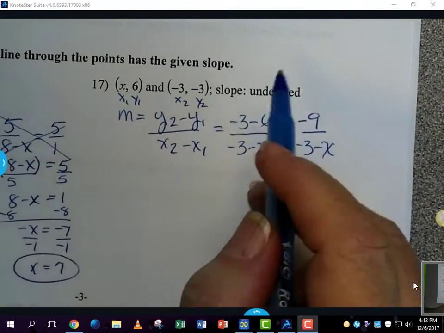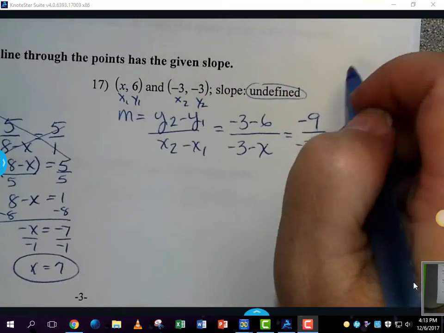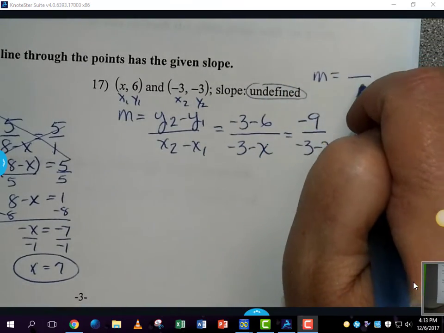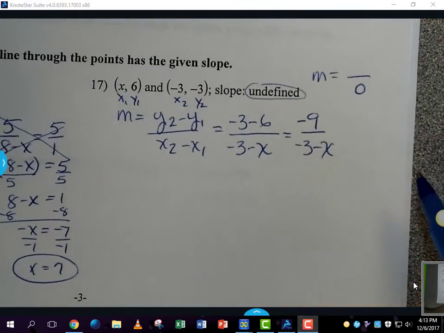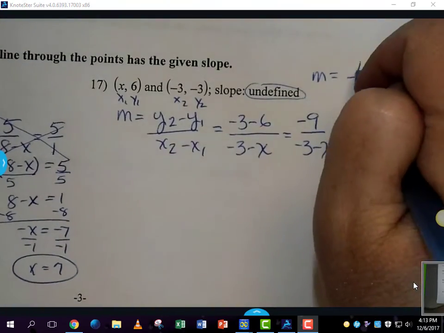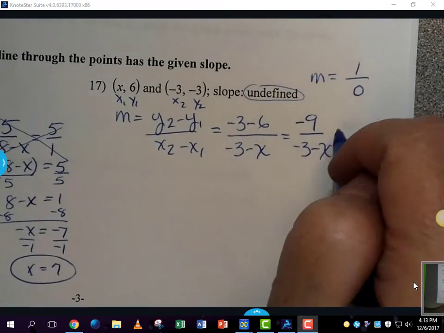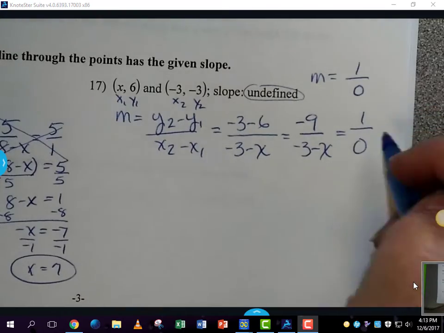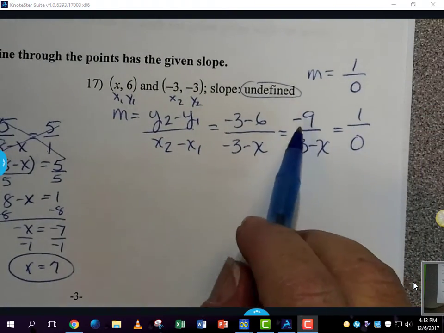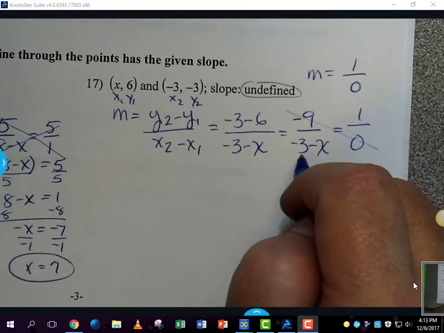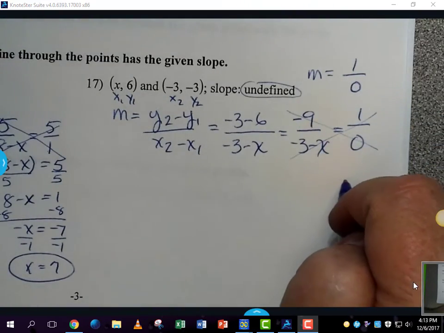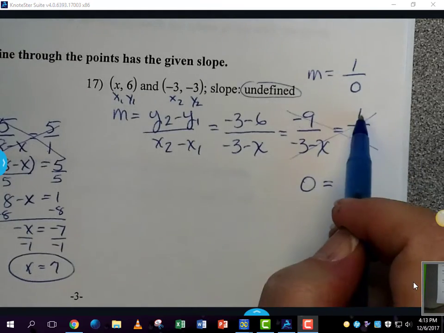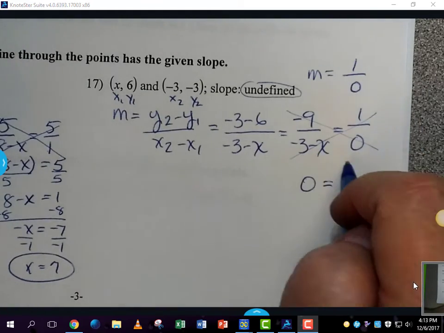And then it tells me that the slope is undefined, which means my denominator has to be 0. It does not matter what number the numerator is. If you really need to have a number, use 1. But you don't need to have a number. Okay, so then when I do my cross multiply, I'm going to have negative 9 times 0, which is going to be 0, equal to 1 times negative 3 times negative x.